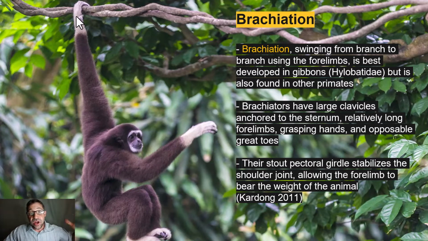There's a specialized form of swinging through the branches called brachiation. This is particularly well developed in the gibbons. So gibbons have very large clavicles, collarbones, that are actually anchored to their sternum. They have really long forelimbs, obviously grasping hands. They have great big opposable toes. They have a really stout pectoral girdle, which is going to stabilize that shoulder joint, allowing the forelimb to bear the weight of the animal as it brachiates, as it swings in the trees.